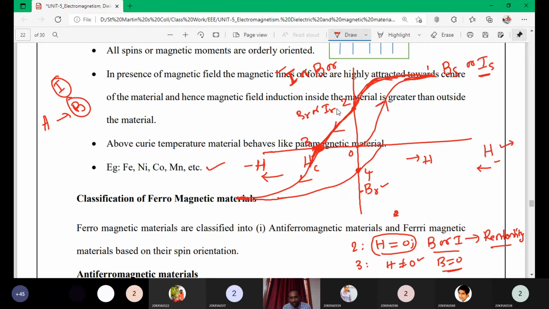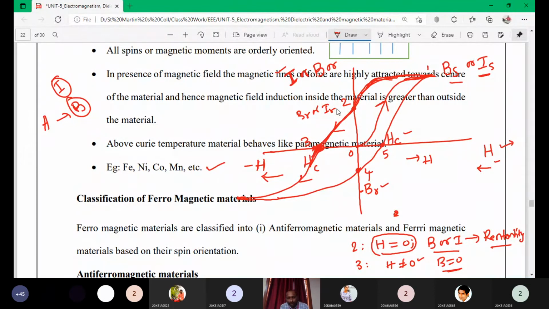Then at point 5 the magnetic field B is 0, but the external magnetic field is not 0. So this we are calling the positive coercive magnetic field, and after that it reaches saturation magnetic field. This we are calling the hysteresis loop or hysteresis curve.